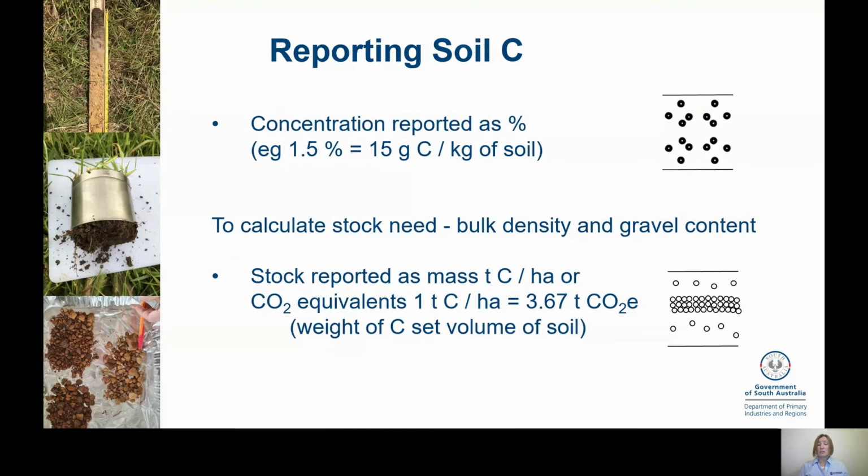Stock is often considered in the top 30 centimetres, so not just the top 10 that we're often used to looking at. So you have carbon stock down to 30 centimetres. And you can convert your tonnes of carbon per hectare to carbon dioxide equivalents. To do this, you multiply your carbon tonnes by 3.67, and that will give you the carbon dioxide equivalents.